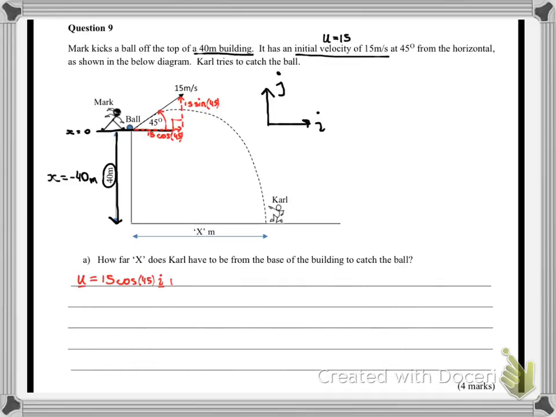So let's write the initial velocity in vector form. There it is. Velocity is a vector, so there's u, the initial velocity, 15 cos 45 in the i direction, plus 15 sine 45 in the j direction. And when we evaluate, we get 15 times root 2 on 2.